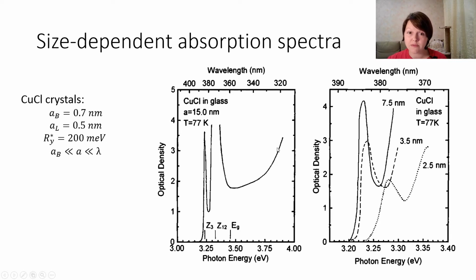When we decrease the size of the nanocrystals in the glass matrix, we have a very monotonous shift of the first absorption maximum towards bigger energies or smaller wavelengths due to spatial confinement of excitons inside of the crystals. Also, we can see here that with decreasing the size of the nanocrystals, the width of the first absorption band maximum increases. This is more than this one.